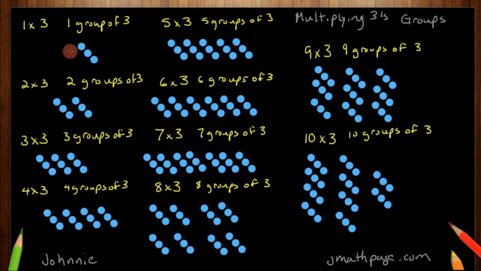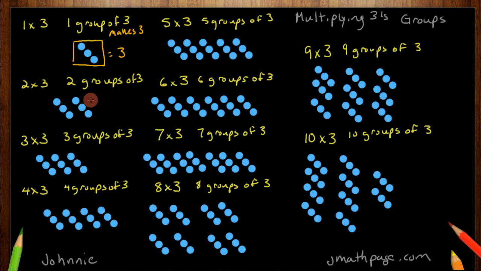Let's take it one step further. What does this all mean? Well, let's look at it this way. If we look at one group of 3, how many do we have? We have 1, 2, 3. So this is our group. One group of 3 makes 3. We can also say that 1 times 3 equals 3.